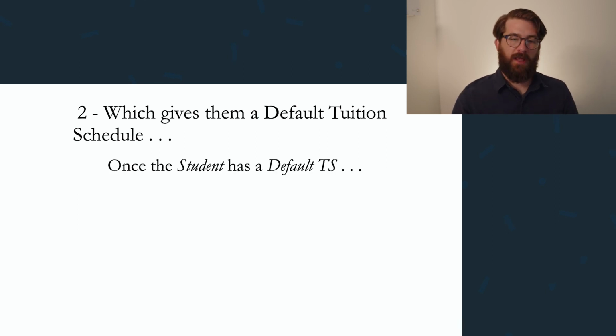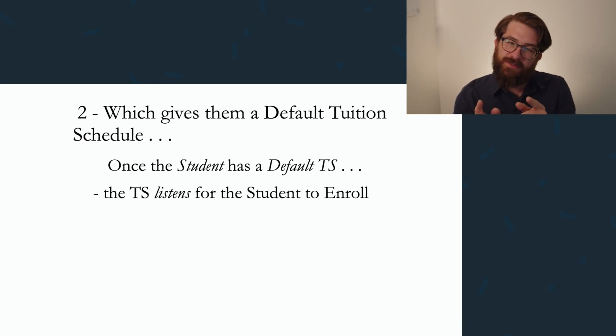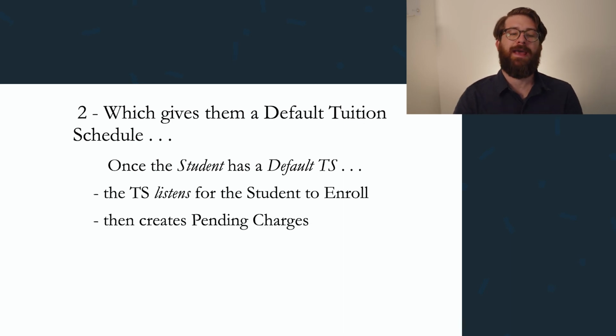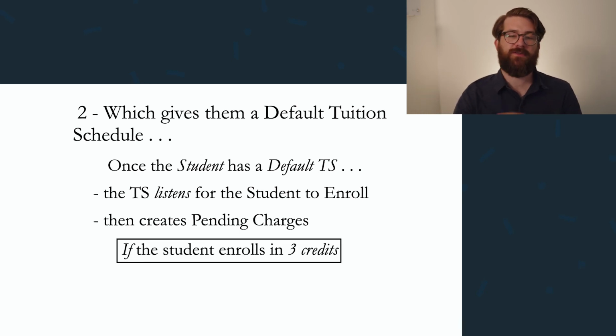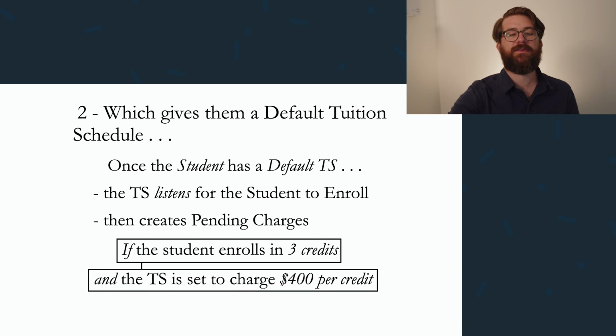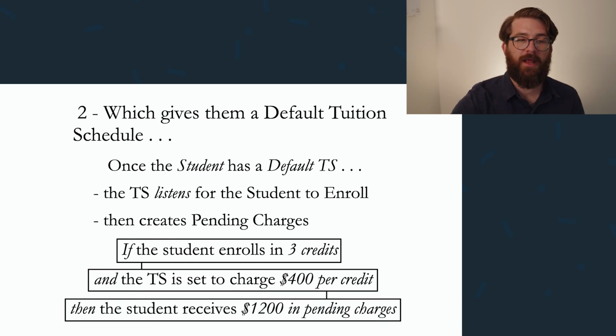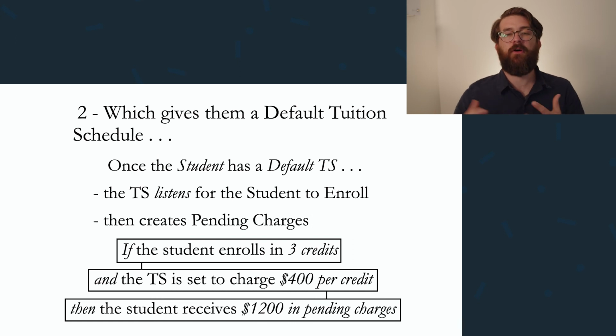Okay, so then once the student has that default tuition schedule, that tuition schedule is listening for the student to enroll, and then based off of that creates pending charges, which means if the student enrolls in 3 credits and the tuition schedule is set to charge $400 per credit, the student receives $1,200 in pending charges, of course.